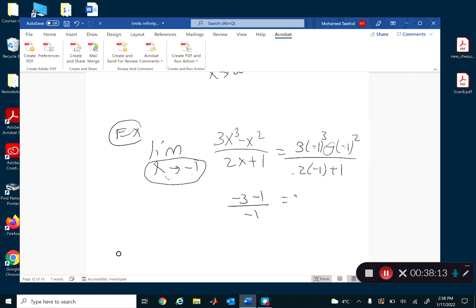If I simplify this, right? So here you have negative 4 divided by negative 1. So what did you get? You get 4, and that is our limit. All right. So I want you to only take the leading term if you have plus infinity or minus infinity. If you don't have that, then you don't need to do that.